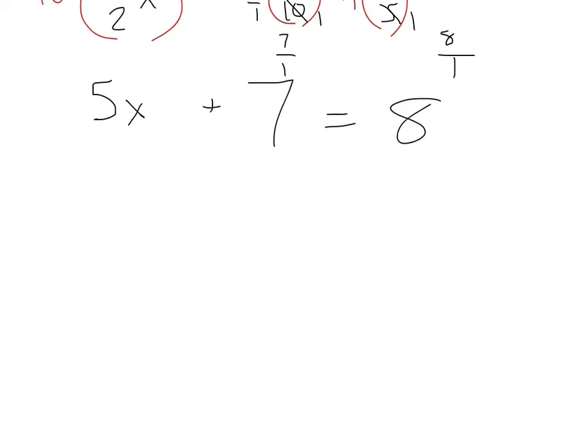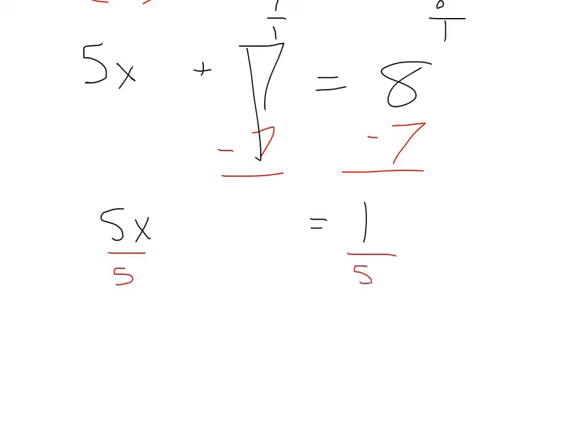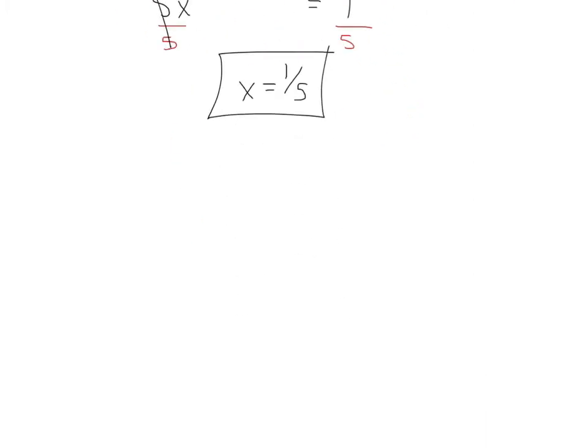So now, can we solve this? Yeah. Subtract 7 first, and we're left with 5x, the 7s cancel, equals 1. What's our last step? Well, 5 is being multiplied by x, so that's divide by 5 and divide by 5, and those cancel. We're left with x equals 1/5. And there, folks, is your answer, 1/5.